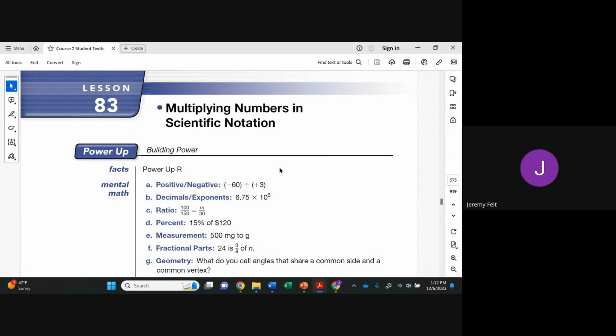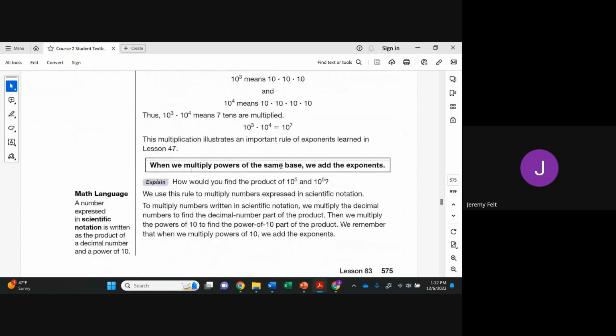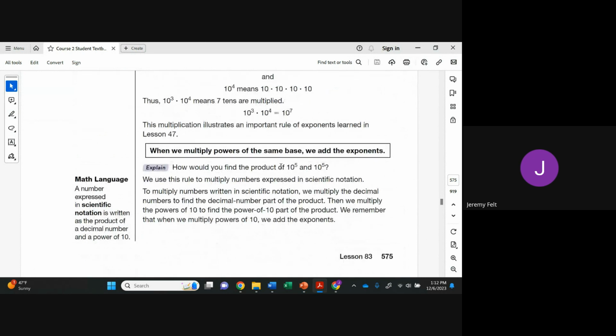So lesson 83, multiplying numbers in scientific notation. We know scientific notation, we're working with powers of 10. Okay, we have to remember the rule when we're multiplying anything that has the same base. Again, our base is our larger number. The exponent is the upper right-hand corner. So the base for this would be 10, and 10, the exponents would be 3 and 4.